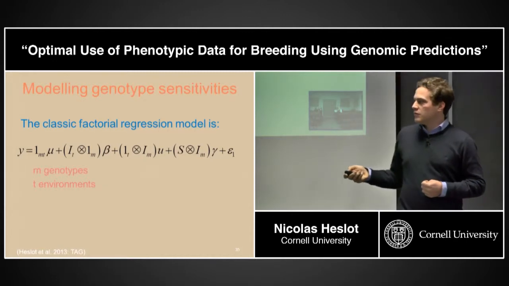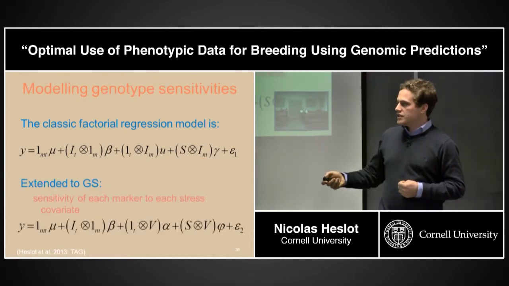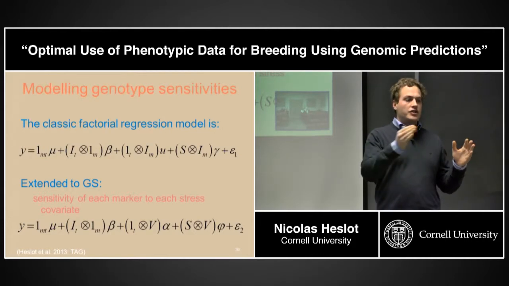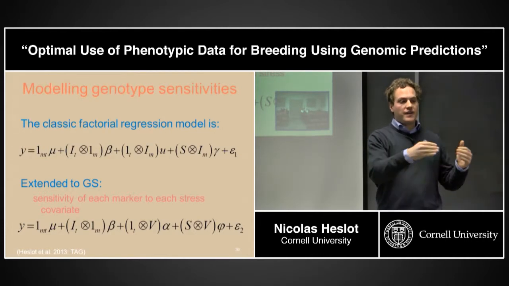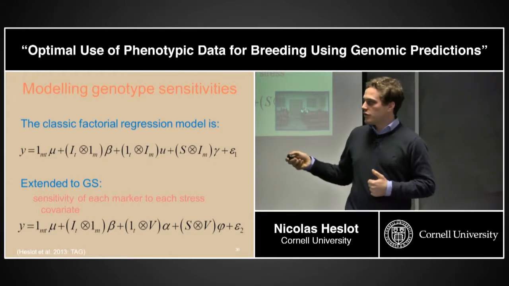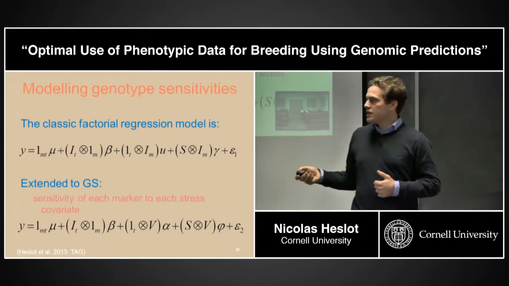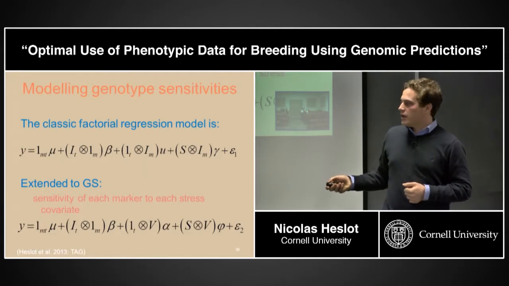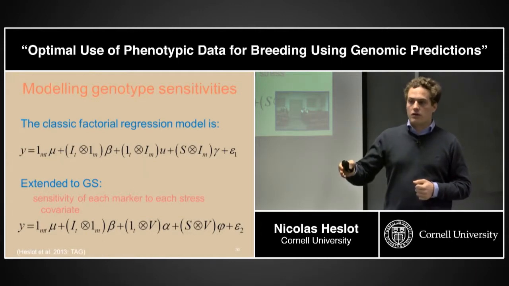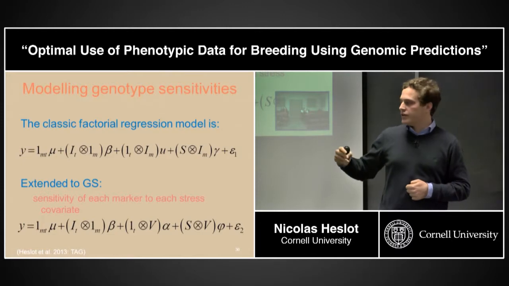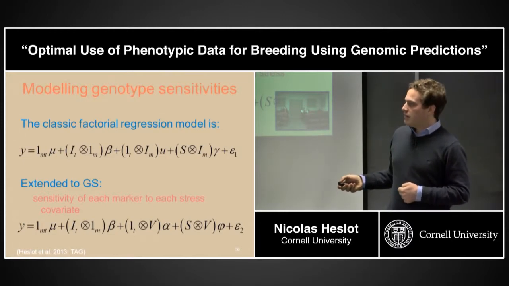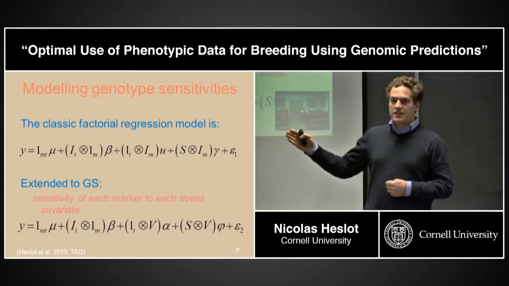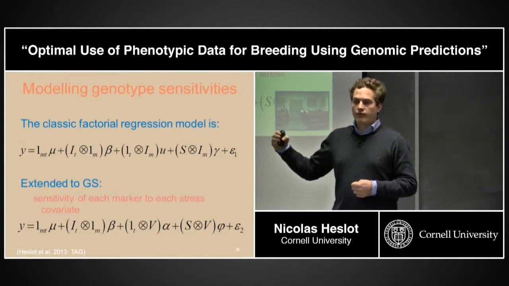We can extend that model further in a GS context by considering, instead of genotype-specific sensitivities, marker-specific sensitivities. And those two models are exactly equivalent, at least in their formulation here. So now we have a main marker effect alpha, V being the marker matrix, that is the score of every marker for every genotype. And we have phi, the marker-specific sensitivity to every stress covariate.